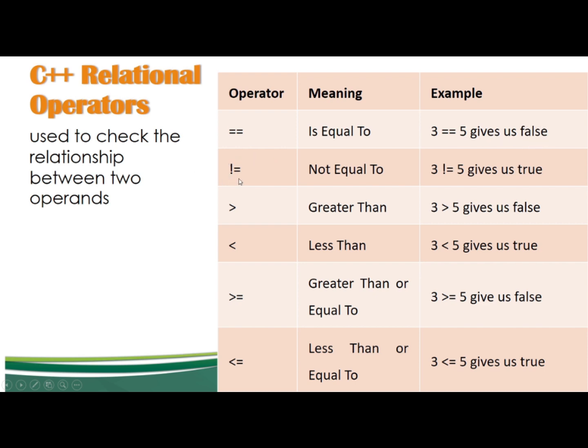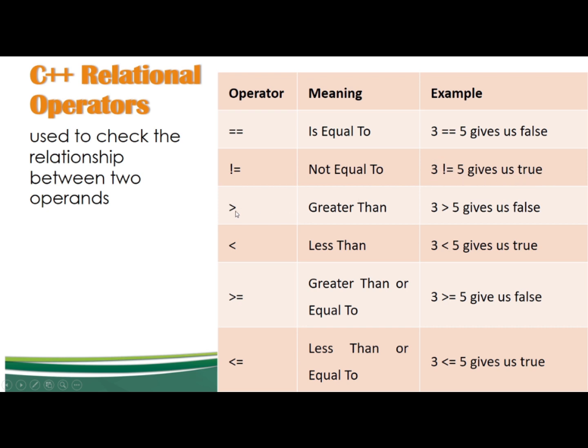Then, next naman, we have the not equal. So, not equal is the opposite of equal to. So, for example, we have 3 not equal to 5. It gives us a value of true. Bakit? Kasi nga, si 3 hindi siya equal sa 5. So, therefore, it is true.